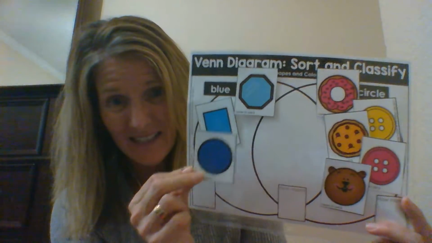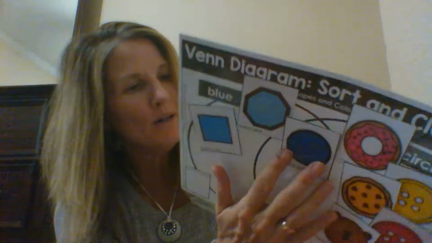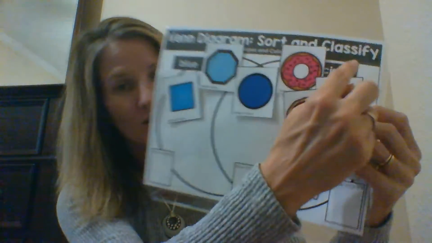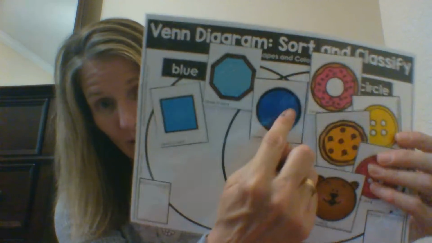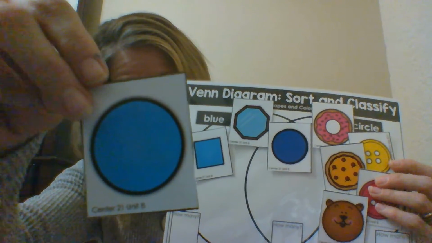So do I put it on this side or this side? No, you're right. I put it in the middle because remember, if it's something that's the same, it goes in the middle. Since it's a circle and it's blue, I have to put it in the middle. Good job. Oh, what about this one? Oh, I should let you karate chop. Another blue circle goes right in the middle.